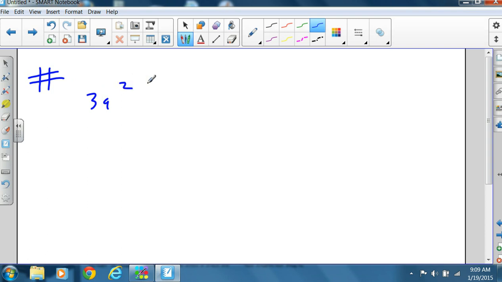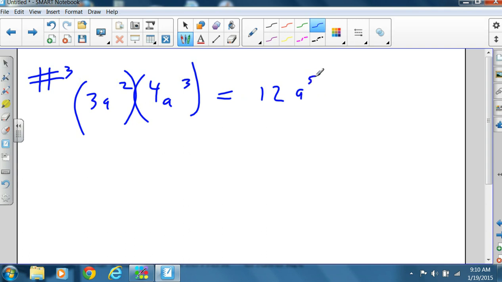Number 3, 3a squared times 4a cubed. Throw some parentheses in. 4 times 3 is 12. And then 2 and 3 is 5, a to the 5th. So I add exponents of a common base, I multiply the numbers together, and I end up with something that looks like that. And my calculator can't do that unless I have a graphing calculator. Then it could, but then I'd have to have the instruction book with me to tell me how. So that is extremely counterproductive.